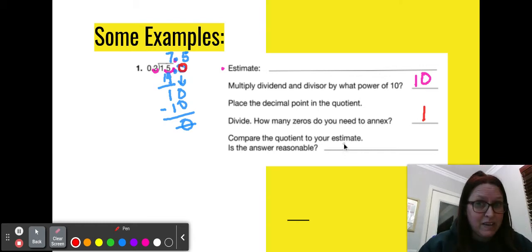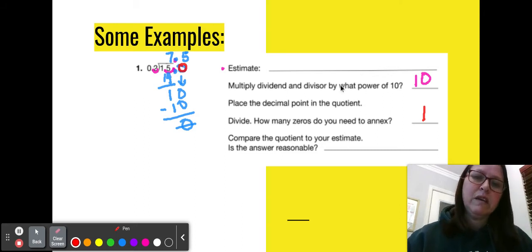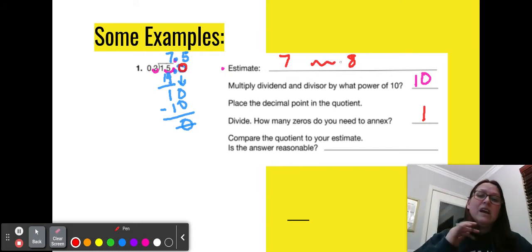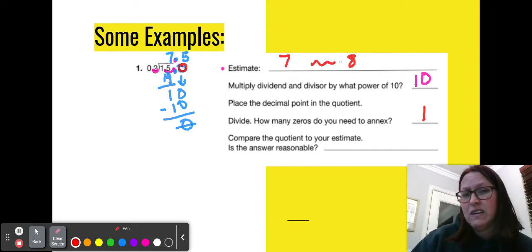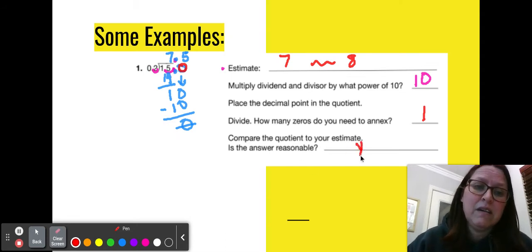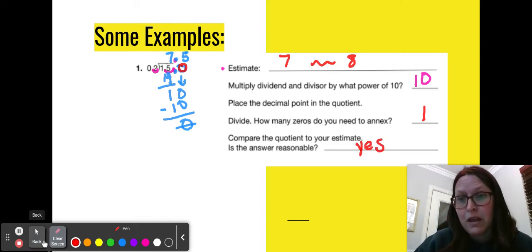And I forgot the estimate step. But 2 goes into 15. Well, I think, 2 goes into 14 7 times. 2 goes into 16 8 times. So my answer is going to be somewhere between 7 and 8. Did I get the correct answer? Is my answer between 7 and 8? It is. 7.5 is. So this means that my answer was reasonable.